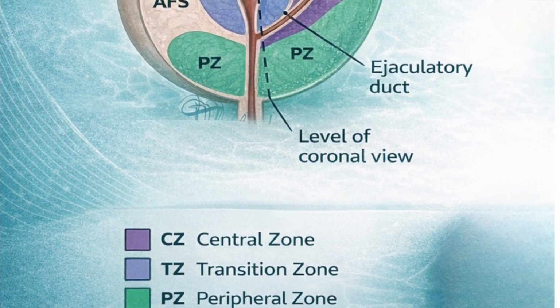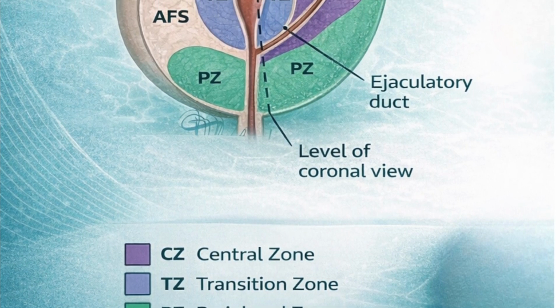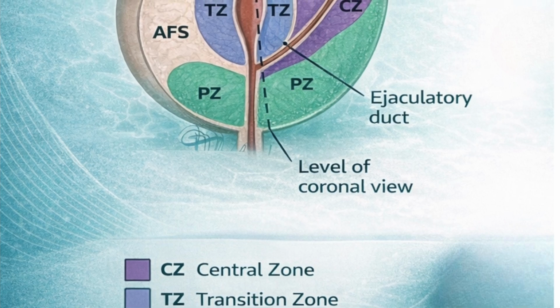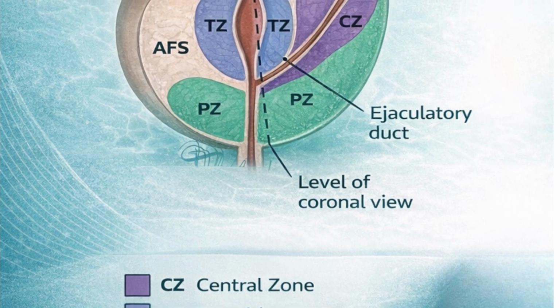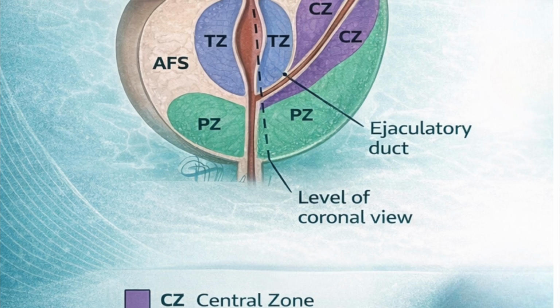First among them is the peripheral zone, which is a cup-shaped posterior part of the prostate. 70% of the adenocarcinoma come from here.